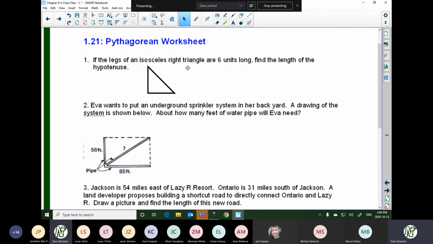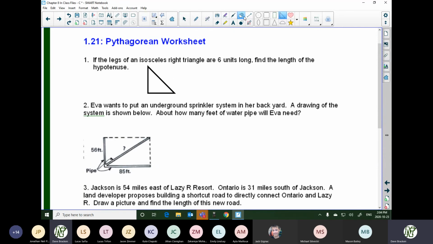Why is it a right triangle? I just kind of gave it away. Because there's a right angle right down here. There's your right angle. But this is also an isosceles because this and this are the same length. That's why it's an isosceles. And in particular, these are 6 units long. 6 and 6. You're trying to find your side C, which is your hypotenuse.